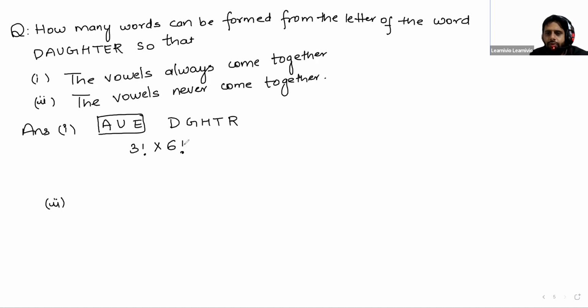Okay, so Safan, Rishan and Sakshi, if you are not able to understand right now, please wait for a new topic. And Rishan and Safan, if you have any doubt, please let me know. Okay, now please try to do the second one: the vowels never come together, and share your answer. And if you have any doubt in the second one, please let me know.